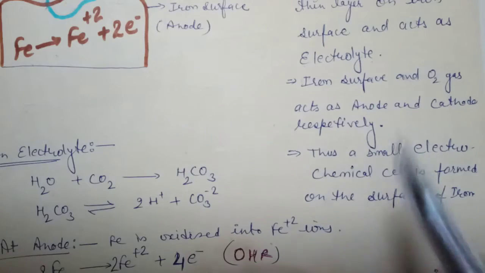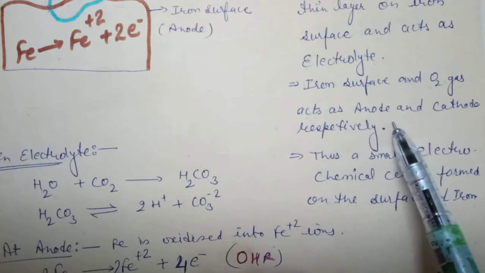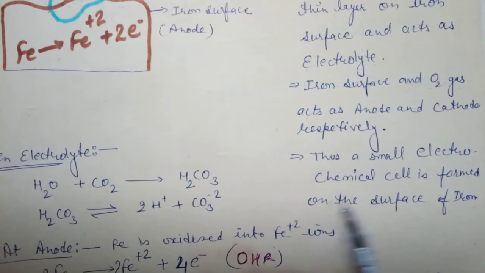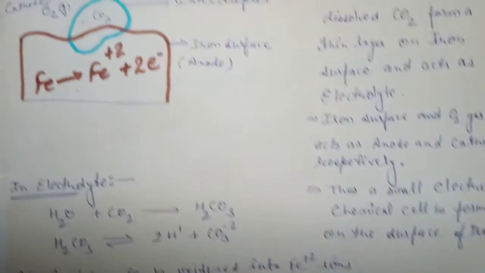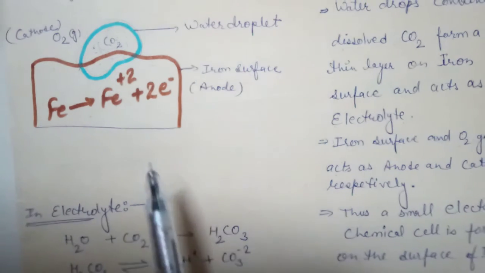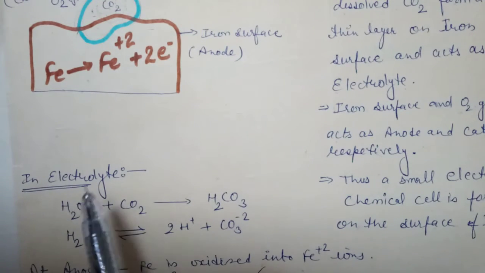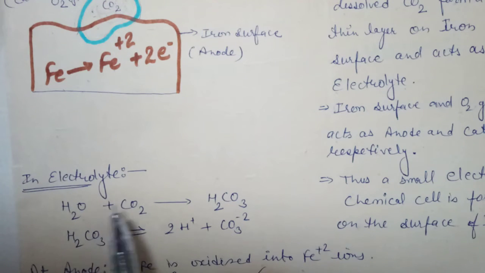Okay, iron surface and O2 gas act as anode and cathode respectively. Thus a small electrochemical cell is formed on the surface of iron. Okay, this is a small or tiny electrochemical cell. Now what are the reactions which are taking place in the corrosion? See, in electrolyte, first of all H2O is mixed with CO2, or we can say CO2 is dissolved in the H2O, and H2CO3, carbonic acid, is formed, and carbonic acid is dissociated as 2H+ and CO3 2-. So H+ ions are obtained here.